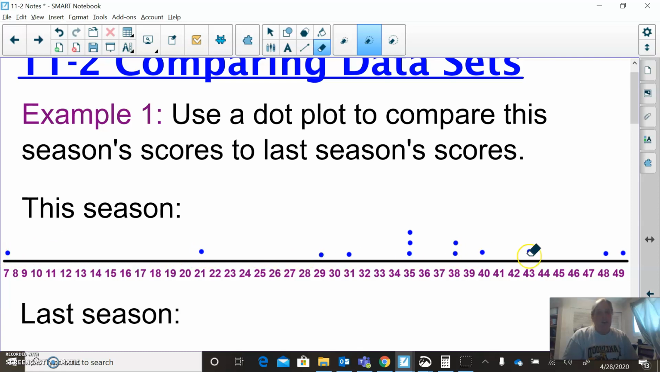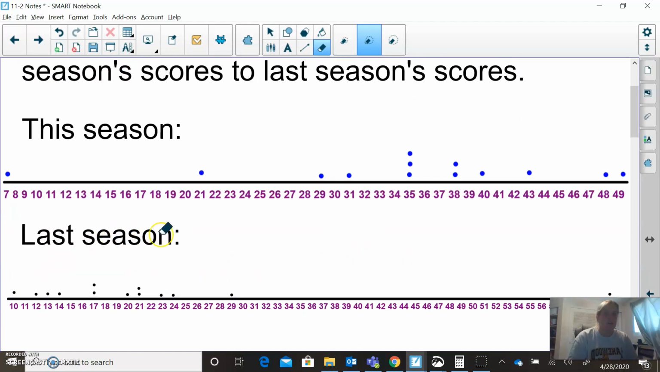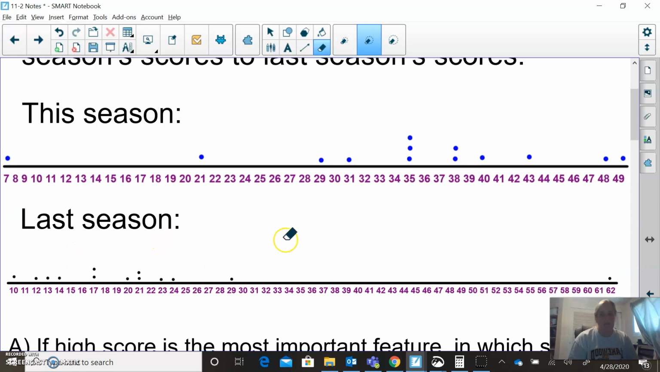So this is the dot plot that we actually made last video. If you haven't watched the last video for 11-1, I suggest you watch that. I didn't change anything. It's the same exact dot plot that we created. I literally copy-pasted. Okay, this is last season, the 2018-2019 season. This is the dot plot for that. And I just want you guys to take a minute to think about it.